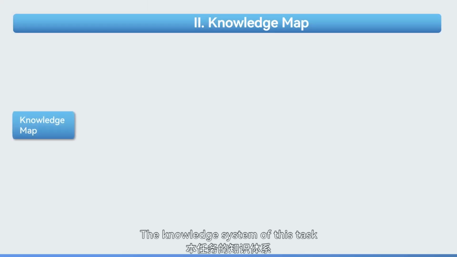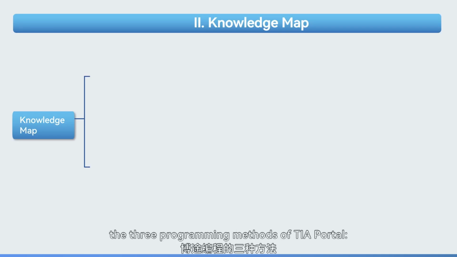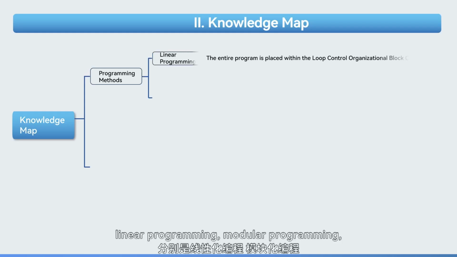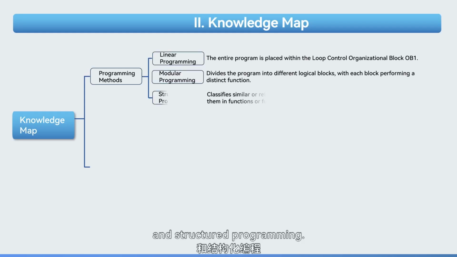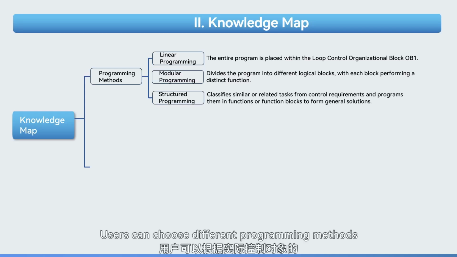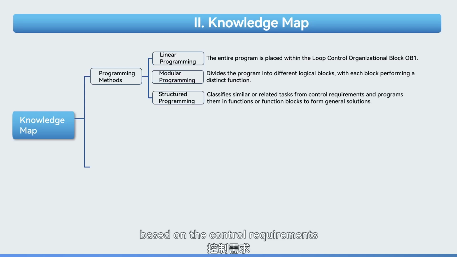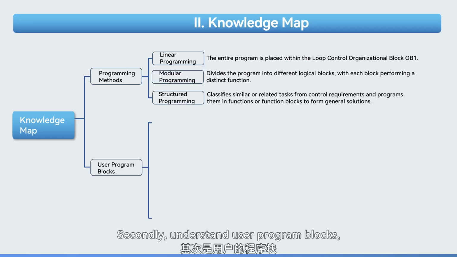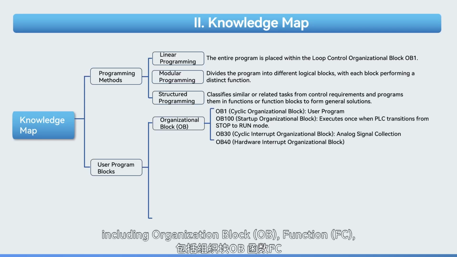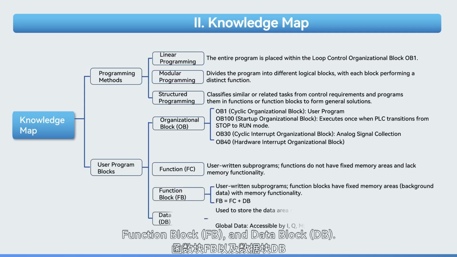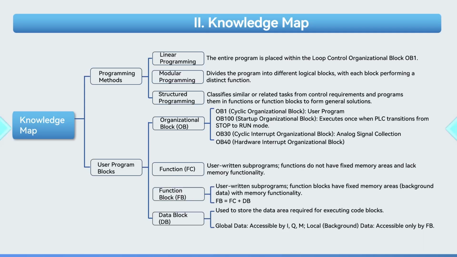The knowledge system of this task includes 2 main parts. Firstly, understand the 3 programming methods of TIA Portal: linear programming, modular programming, and structured programming. Users can choose different programming methods based on the control requirements of the actual control object. Secondly, understand user program blocks, including organization block, OB, function, FC, function block, FB, and data block, DB.